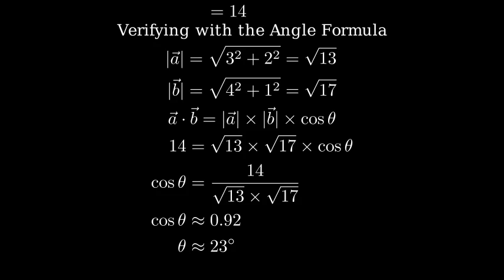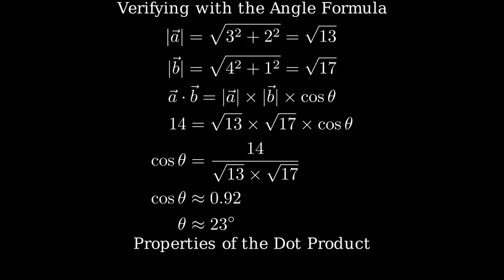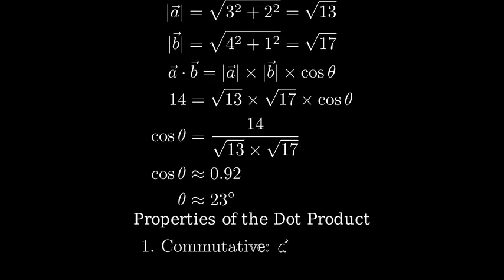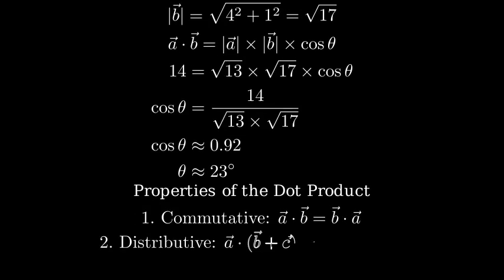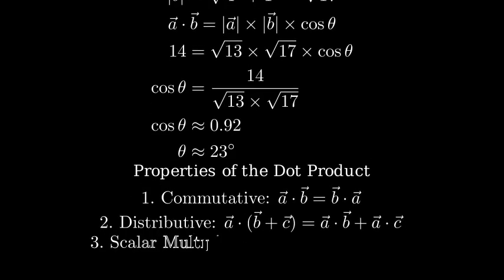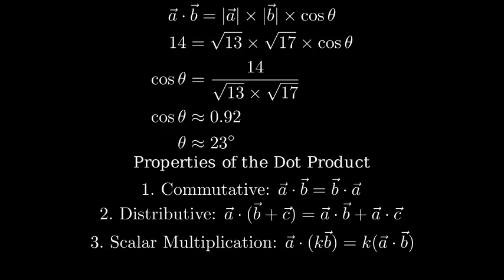Let's discuss some important properties of the dot product. First, the dot product is commutative, meaning A dot B equals B dot A. Second, it is distributive over addition, so A dot (B plus C) equals A dot B plus A dot C. Third, when multiplied by a scalar, the scalar can be moved outside. A dot (K times B) equals K times (A dot B).